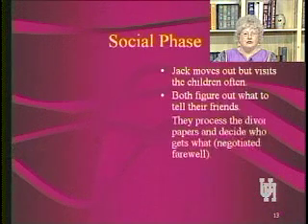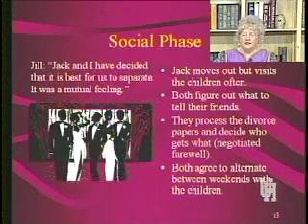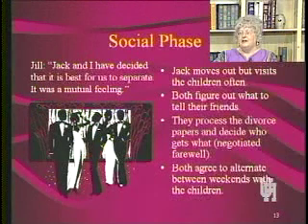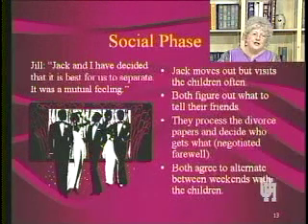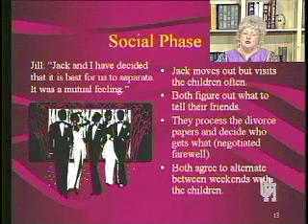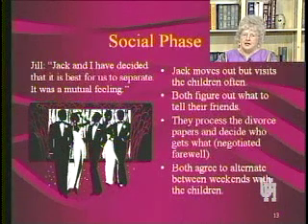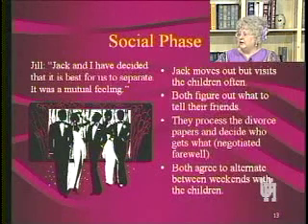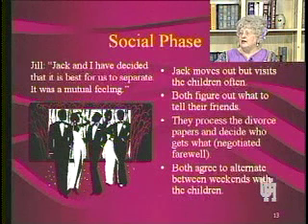Okay, well, at the social phase, friends are going to find out. Jack moves out of the house. And so they have to say something to their friends. Jill may say something like, Jack and I have talked it over, and we've decided that we should separate for a while, and this is a mutual thing. But he moves out. He still visits the children. They both have to figure out what they're going to tell their friends, and they're agreeing to alternate weekends with the kids and that sort of thing.